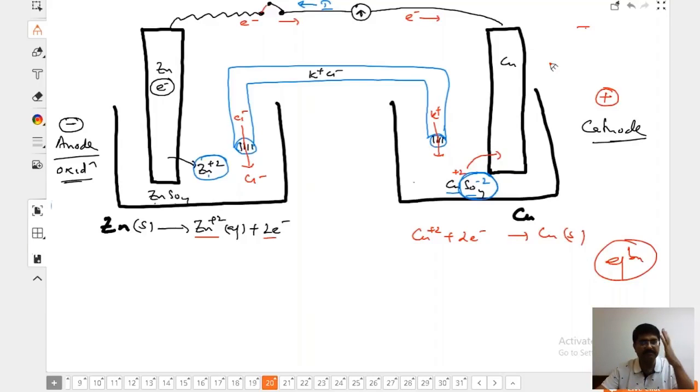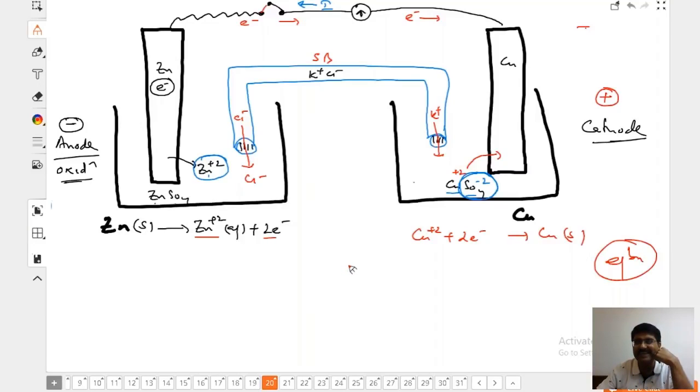Now, please listen better. The next statement. In the internal circuit, what is the internal circuit? The salt bridge is taken as the internal circuit. The two half cells are connected internally with the help of the salt bridge, and externally with the conducting wire. In the internal circuit, electrons flow from cathode to anode. True or false?